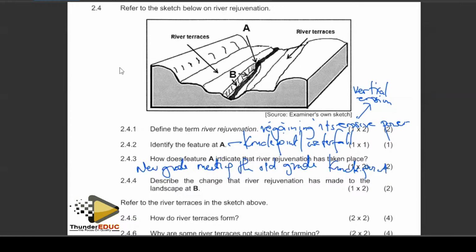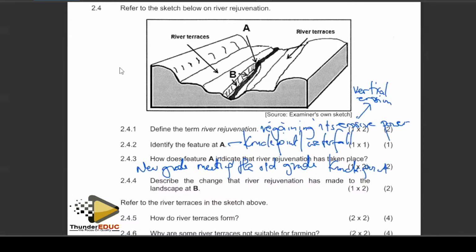So the fact that there is a nick point here suggests that the new grade, the new profile that has been created here, is meeting the old profile here. So with the river having two profiles, this profile which has been created from the lower course going upwards, and the old profile from the middle course going upwards, it suggests that this river is not at grade, is rejuvenating, is eroding vertically from its mouth going upwards.